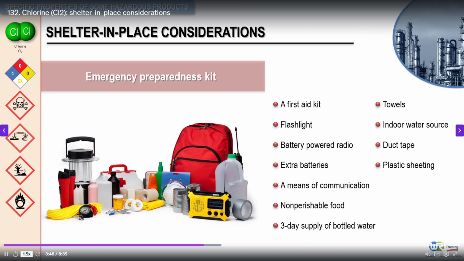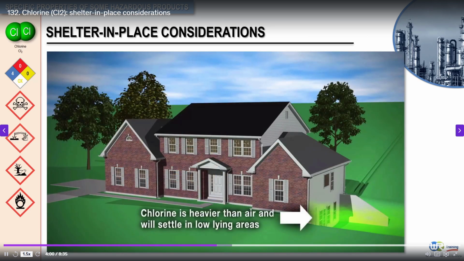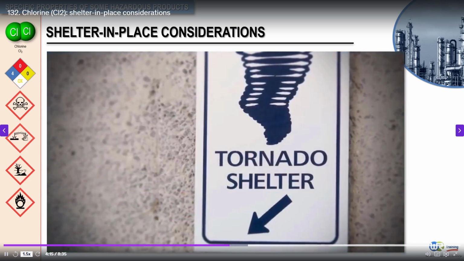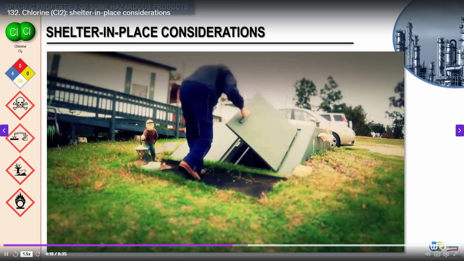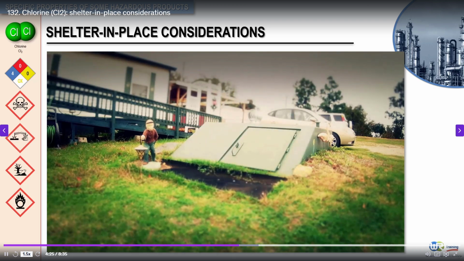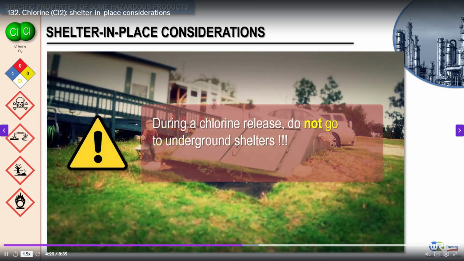Now, if there is a potential incident and a shelter-in-place command is issued, there are several critical actions that should be taken to increase survivability. Since chlorine is heavier than air and will settle in low-lying areas, you should move to upper floors if possible. Do not go to the basement. In many communities, especially in the tornado-prone areas, the general public has been trained to move to underground shelters or basements in an emergency. This is the exact opposite of what should be done during a chlorine release, as chlorine gas may find its way into basements. So move upstairs or to higher floors if possible.